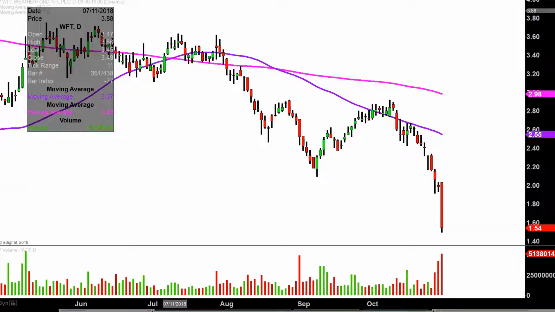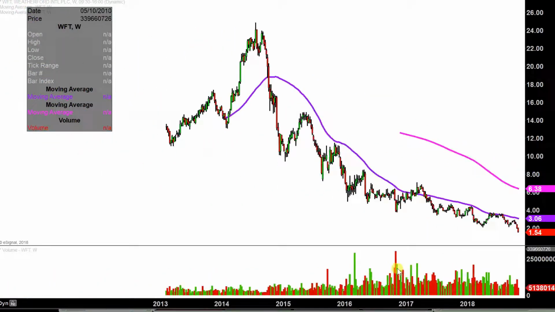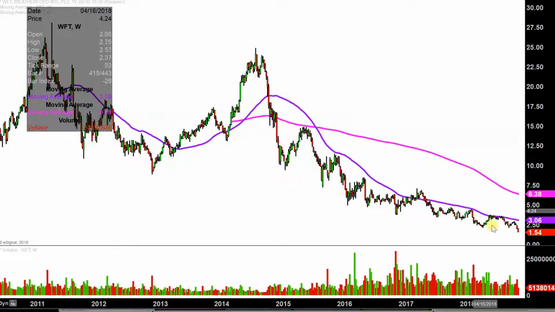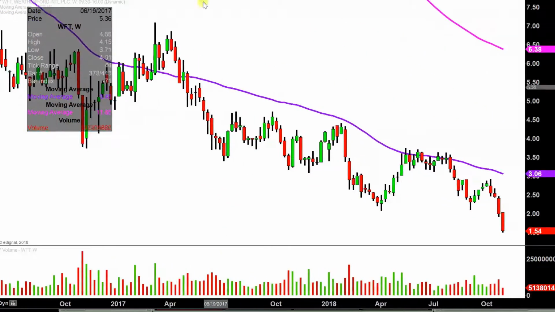And really, from an overall perspective, I'm going to go to the weekly time frame here, meaning each one of these represents an entire week. And you can see that this thing is down at all-time lows, and the bearishness continues. So I am going to go back to the daily time frame here, though.